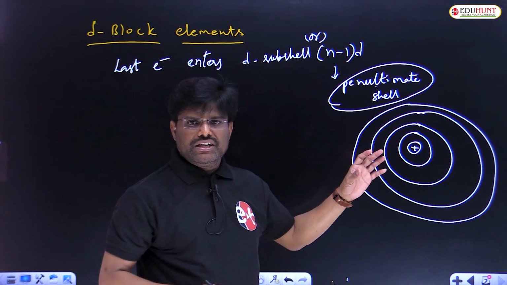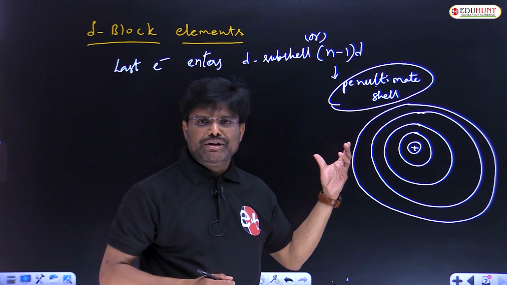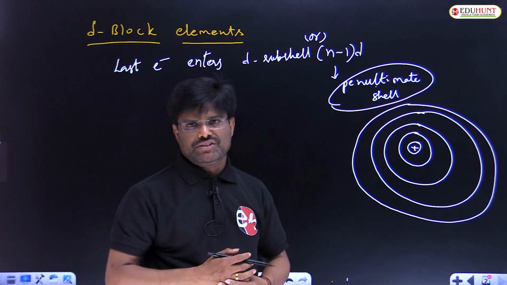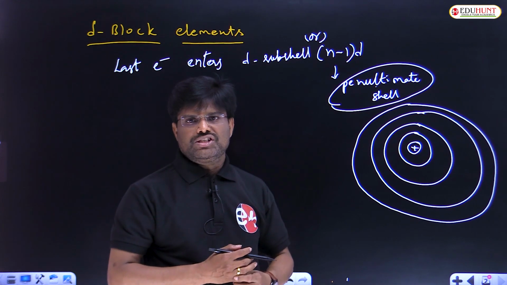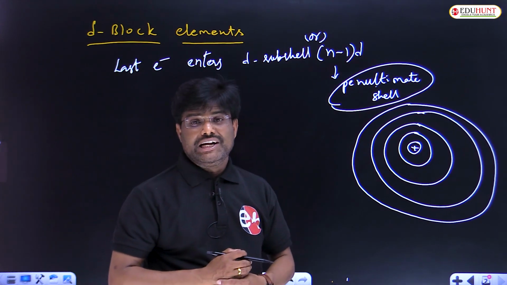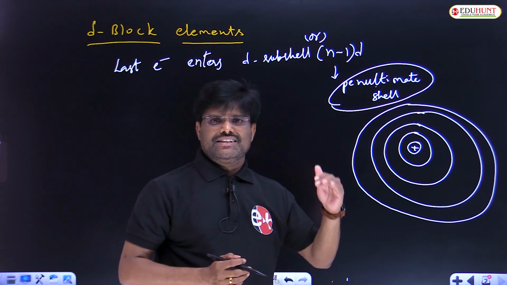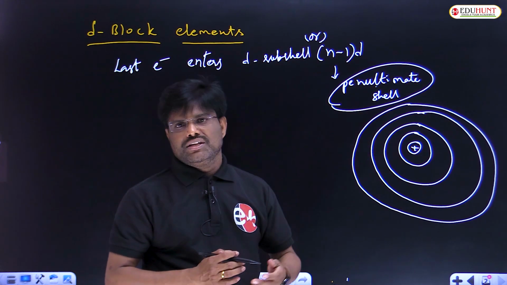That is called D block elements. These are present in between the S and P block elements. They contain 10 groups, starting from 3 and ending with 12. 3 to 12, 10 groups. The first is third B, and the last one is second B group.